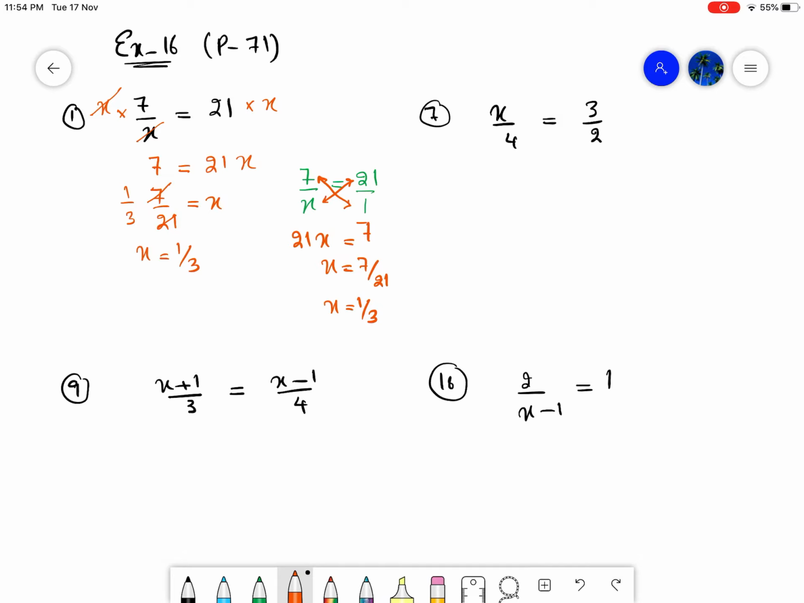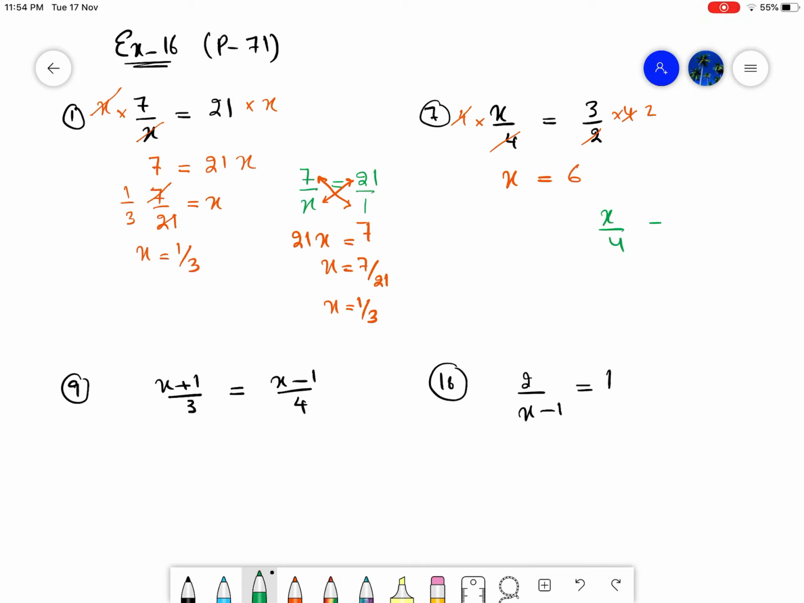Similarly, in the next question, question number 7, x over 4 is equal to x over 2. The number which is divisible by 4 and 2 is 4. So that is our least common multiple. So times both sides by 4. Remember that we need to eliminate the denominators. So 4 cancels 4, we get x, and 2 1s are 2, 2 2s are 4, we get 6. So x is equal to 6.